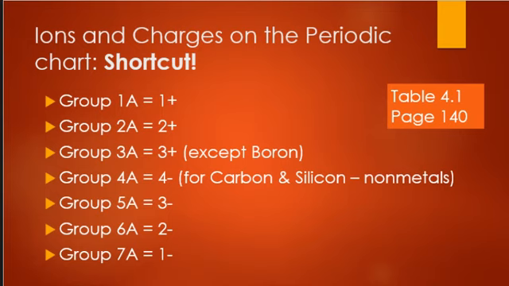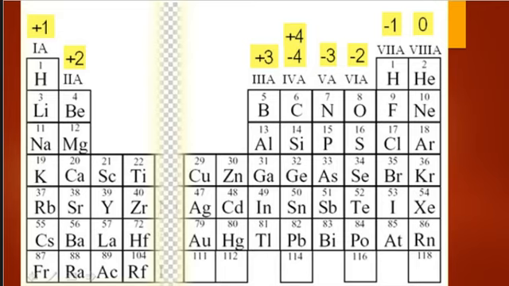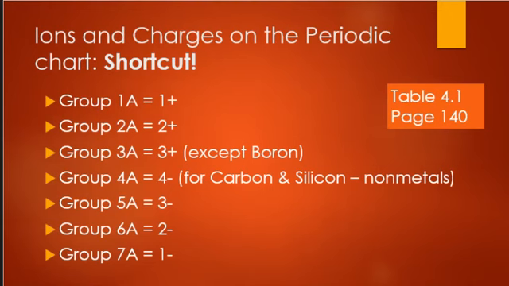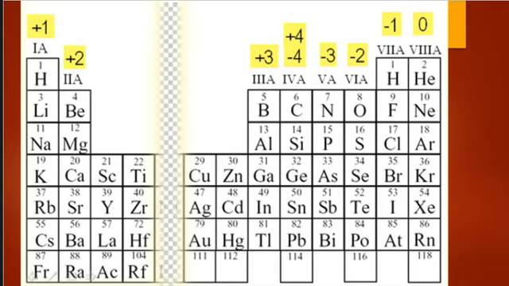And group 7 is going to be with a -1 right there. All right, so if we looked at it on the chart, oh, by the way, that's on table 4.1 on page 140 of your book. So you can see we have a +1, +2, +3. Look at this one, it says plus and -4 on our group here. And then we have -3, -2, -1. And of course, our noble gases don't do anything, right? Because they're inert. They're not going to do chemistry.